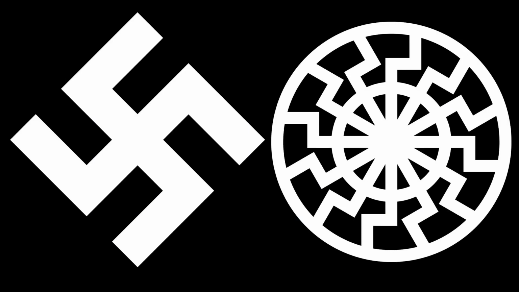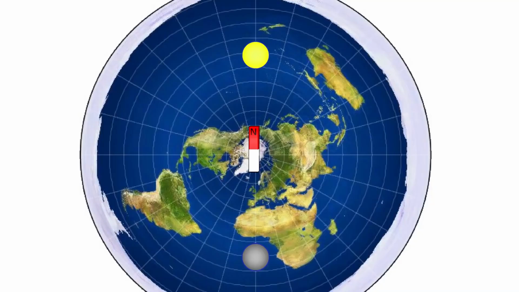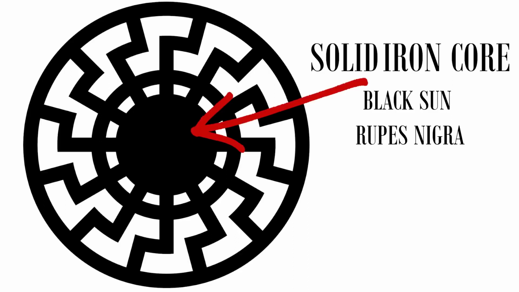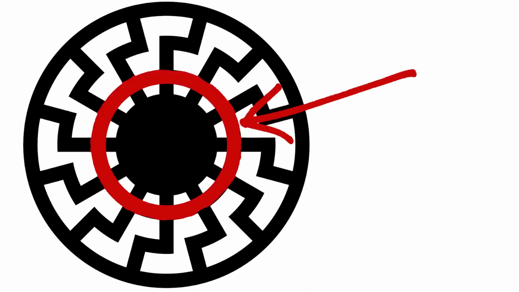For years now, flat earthers have come to see the magnetic North Pole and geographic North Pole as synonymous, but they are not. As you know, the swastika symbolizes the vortex, but the black sun takes its symbolic message further. The central core circle here represents the iron core, the black sun, or what the fictional Mercator called the Rupes Nigra. But look closer. There is another ring outside of the central core.